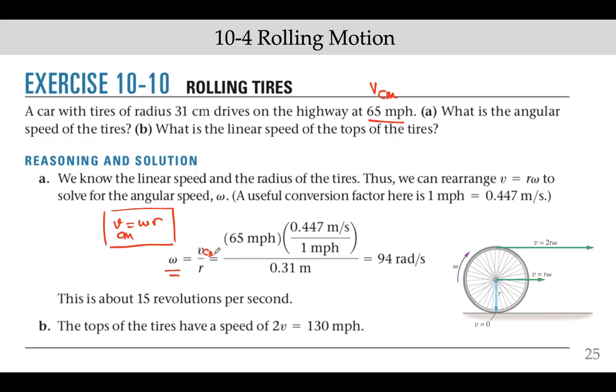So this is VCM. VCM is given to be 65 miles per hour. And you divide it by R, which is converted to meters. Now, if you want the answer in radians per second, first you have to convert the hour to seconds. And you have to convert the miles to meters so that miles and meters cancel each other, so that what's left would be just meters per second, or 1 over seconds.